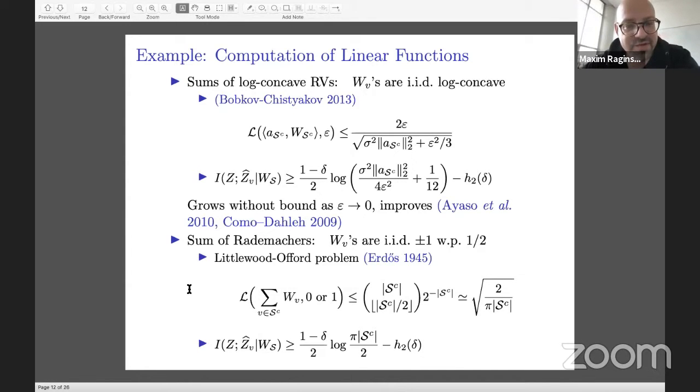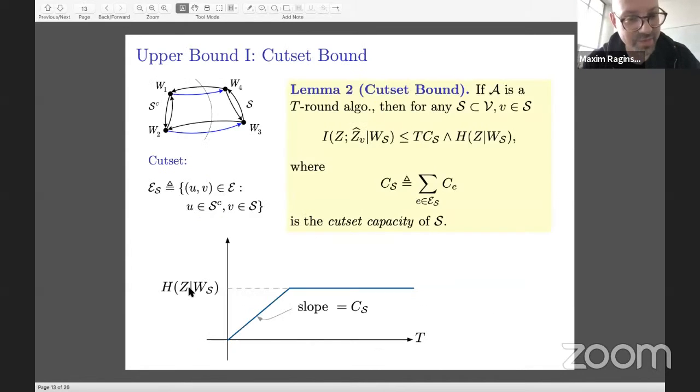Okay, so these are some of the examples. So this shows you that this small ball based lower bound is actually useful in some sense. All right, next, let's look at upper bounds. And here we have two options.